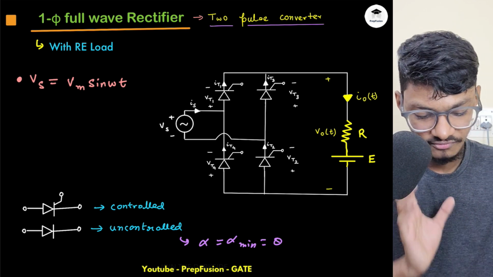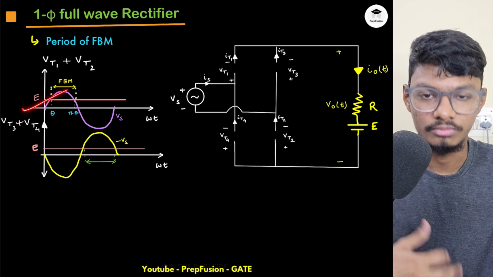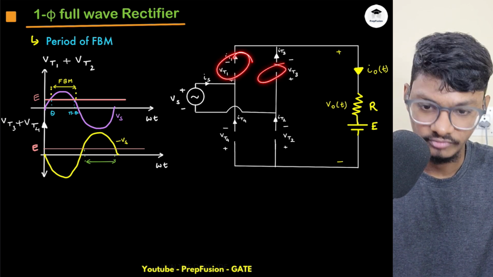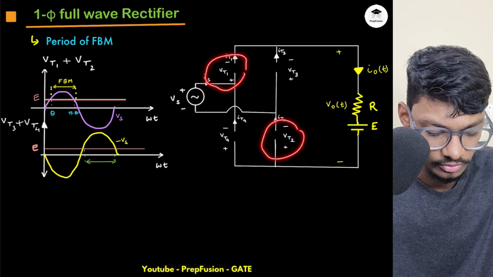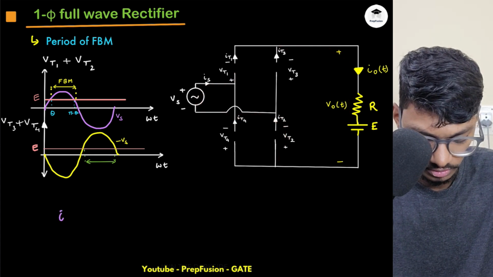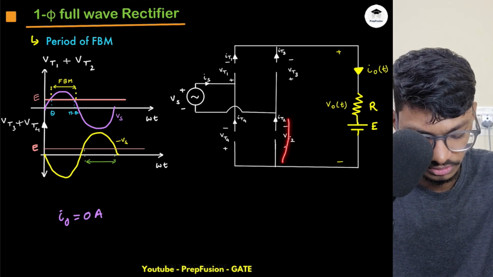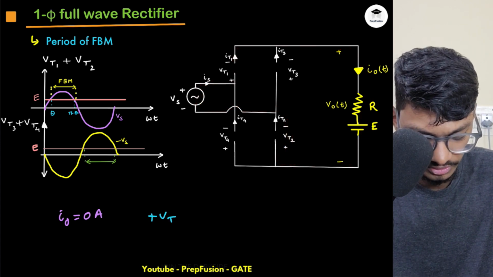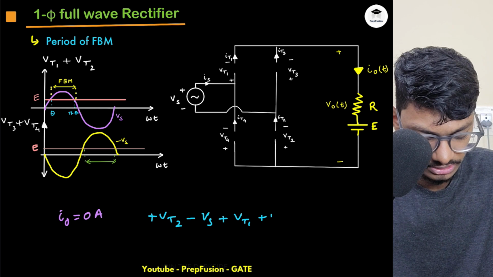Okay, so first of all, how to start the analysis? Same as before, when all the devices are off, we have to identify my forward blocking region. If all the devices are off, then I can find VT1 and VT2. If I apply KVL through this loop, because current is 0 when all devices are off, I know current i of t is 0. So if I go in this route, it will be plus VT2 minus Vs plus VT1 plus E, because i into R is 0.